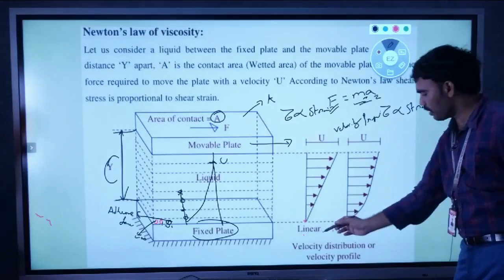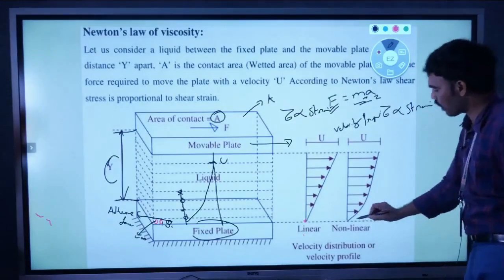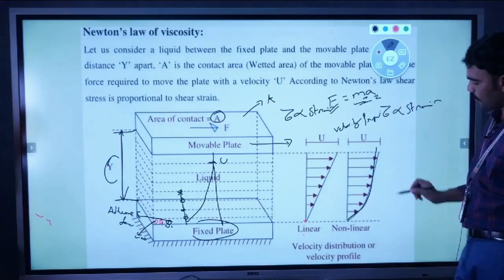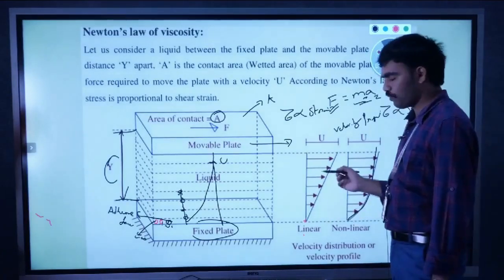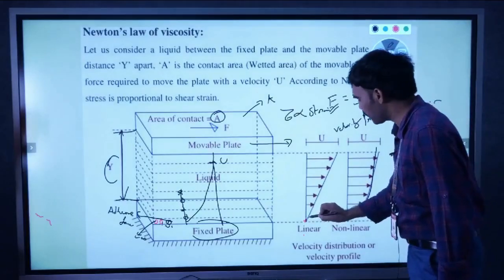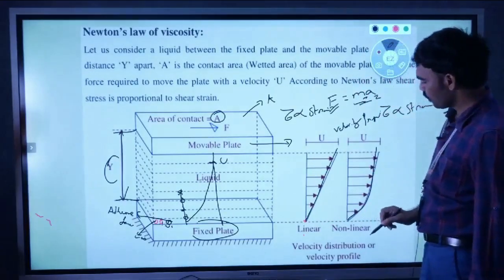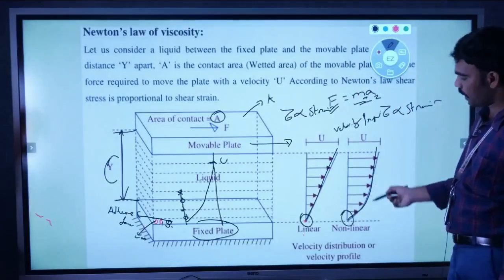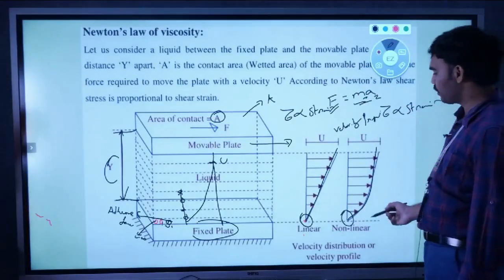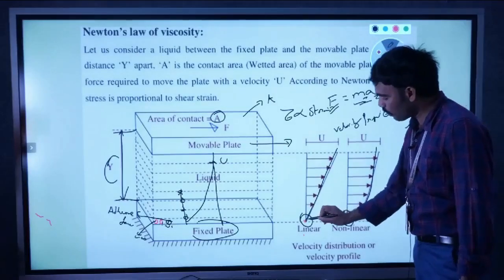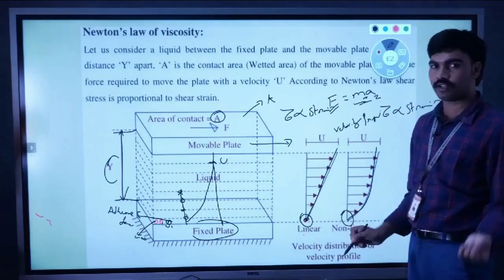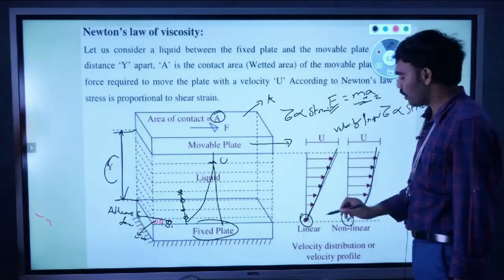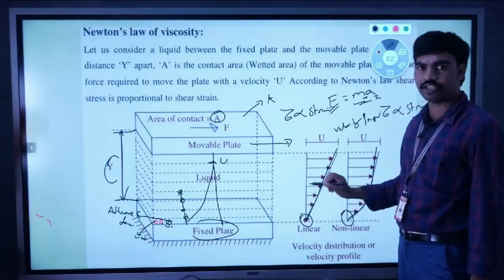There are two types: linear velocity profile and non-linear velocity profile. Normally in real conditions, it will follow the non-linear relationship. But for simplification, sometimes we can assume it as linear. So why is it 0 here? Because of the adherence, the liquid molecules that contact the solid surface will gain the velocity of the solid surface. Here the solid surface is fixed, that's why the velocity is 0.